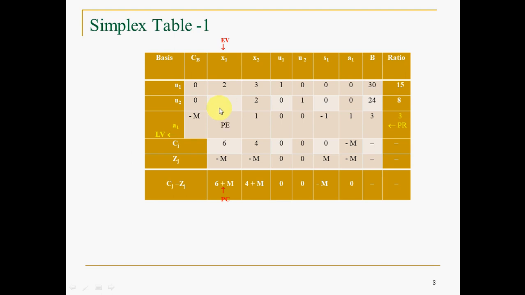Then you have to keep the pivot element as 1. If not, you have to divide all elements by that element itself. Here, coincidentally, it is 1, so no need to divide anything. Then this and this you have to make 0 by using suitable row operations. So now let us see what is next.